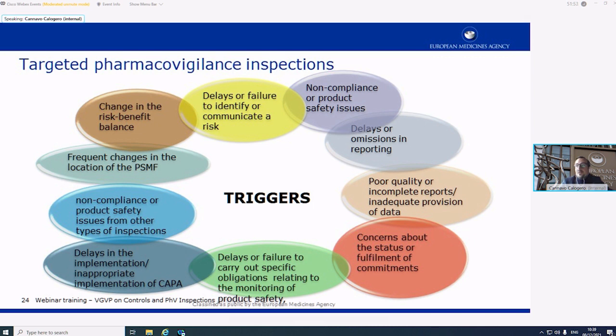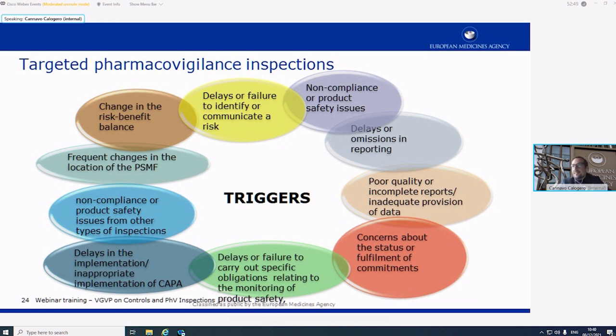Also, if there are incomplete reports, or the quality of the reports is very poor, or they've been requested by the competent authority and the provision of the data was inadequate, and also if there are concerns about the status of fulfillment of commitments, and again delays or failure to carry out a specific obligation relating to the monitoring of product safety, delays in the implementation, or also inappropriate implementation of CAPA, because maybe the inspection has been performed but the implementation of the CAPA has not been appropriate, and then this could trigger again re-inspection, or non-compliance or product safety issue from other type of inspection.